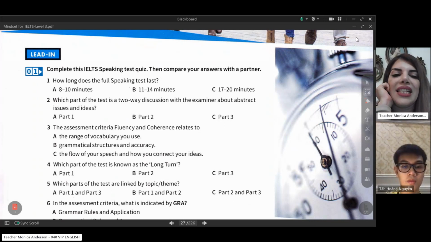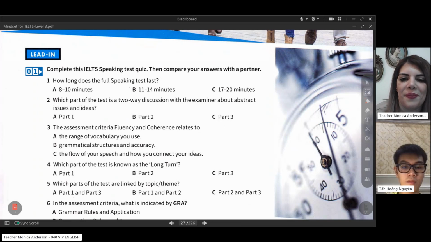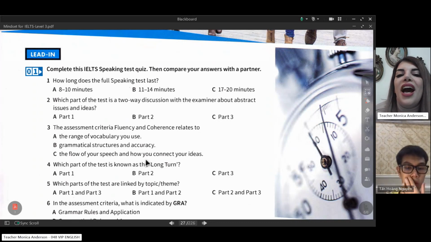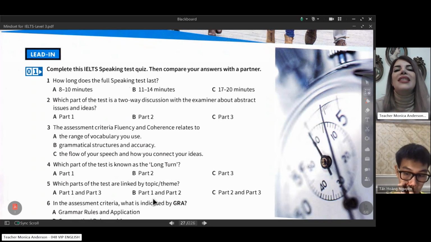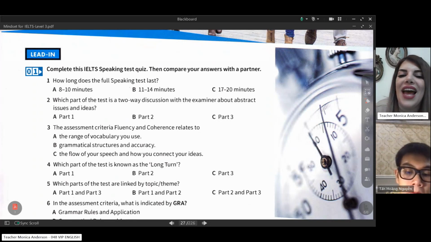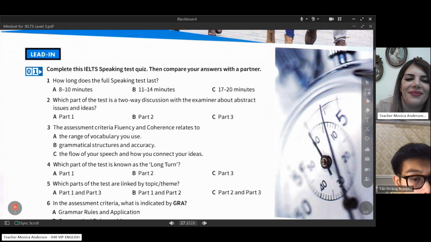Fluency and coherence relates to... I think C. Okay, so yeah, the flow of speech and how you connect, of course, coherence and fluency. Number 4, which part of the test is known as long turn? Part 2, of course. Okay.